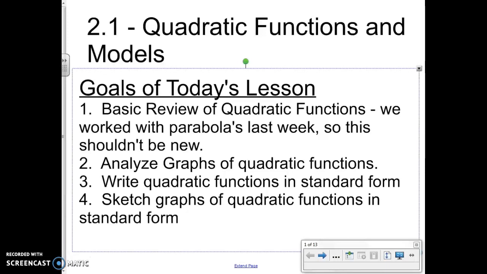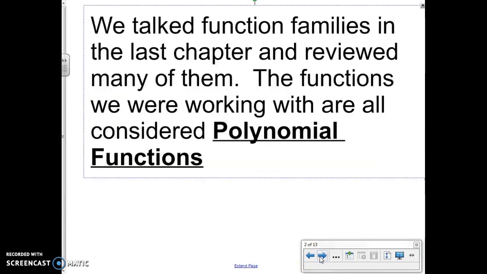Our goals for today's lesson are to basically review quadratic functions. I know we've been working on those all year so far. We reviewed transformations and everything else like that, so it shouldn't be new, but that is the topic of this lesson. We're going to analyze graphs of quadratic functions. We're going to write quadratic functions in standard form, and we're going to sketch our graphs in standard form. If we get time, we're also going to go into some real-life examples because you will have to do some of those for homework.